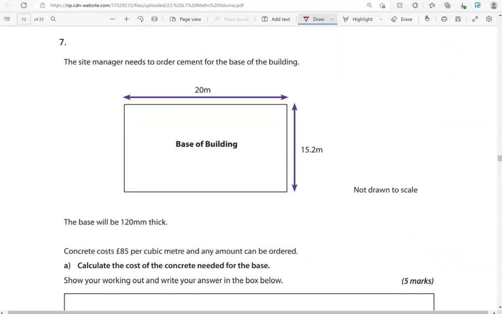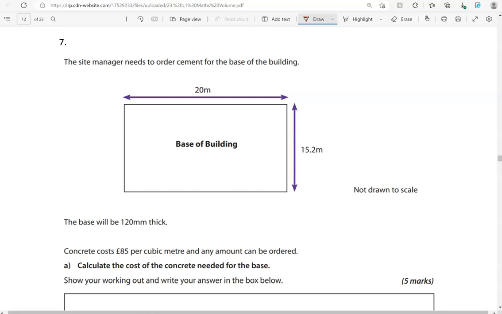The site manager needs to order cement for the base of the building. The base will be 120 millimeters thick. Concrete costs £85 per cubic meter, and any amount can be ordered. Calculate the cost of the concrete needed for the base. Show your working out and write the answer in the box below.